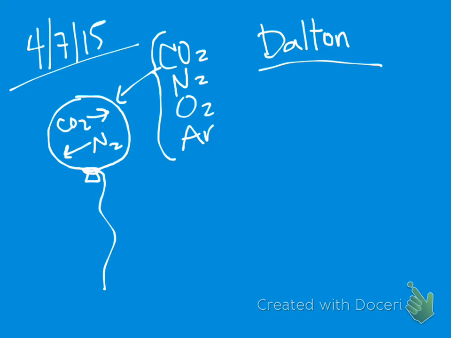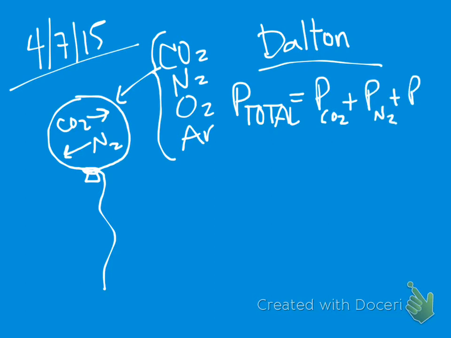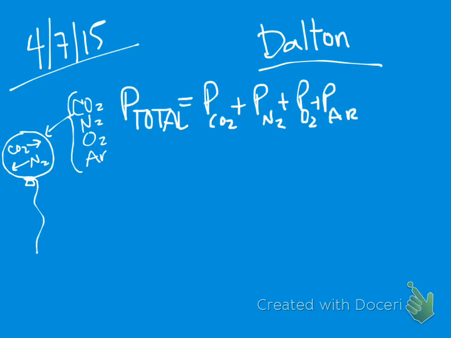And what he hypothesized, and I believe later pretty well supported in the lab, was the idea that within that container, whether it's a balloon or a beaker or whatever else it is, we can find the total pressure by just adding up the pressure of every other gas in there. So the total pressure then, if we want to write this algebraically, is the pressure of the CO2 plus the pressure of the N2 plus the pressure of the O2 plus the pressure of the argon. So if we know all but one of those, we can solve for the other.